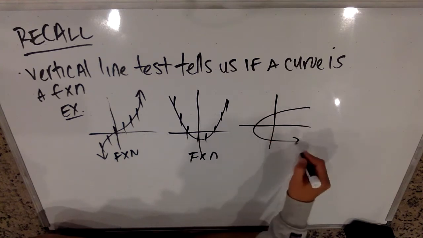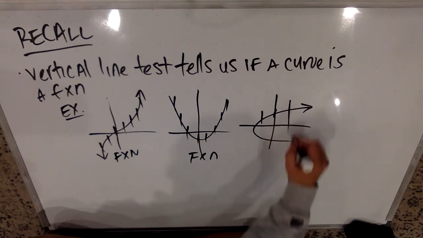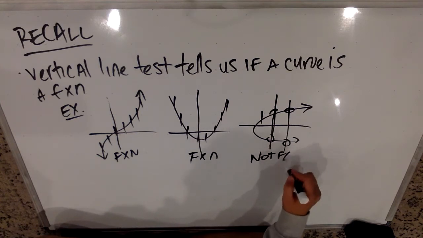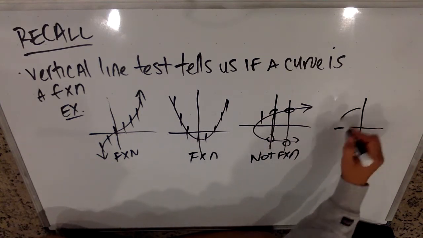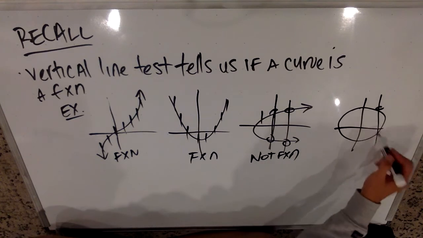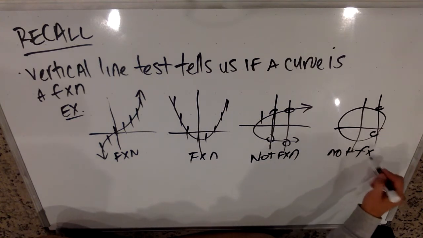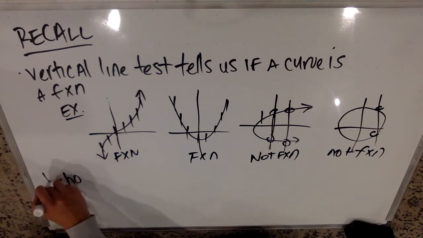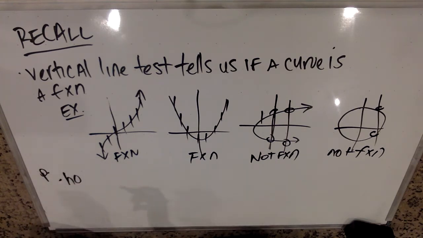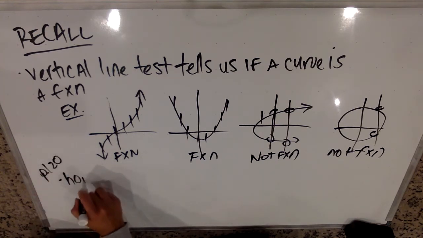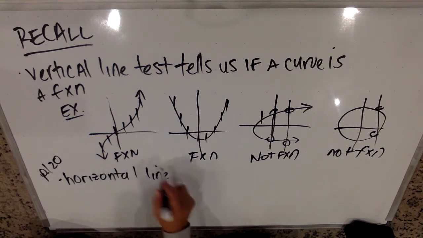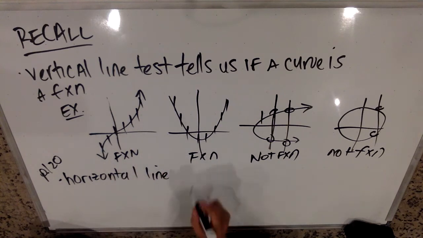This one would not be a function, because these hit twice. Something like a circle would not be a function. So the vertical line test tells us if a curve is a function. The horizontal line test, which is on page 120, is the same test. It's just like the vertical line test.